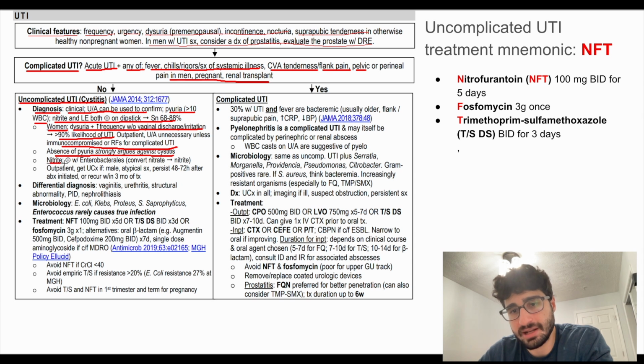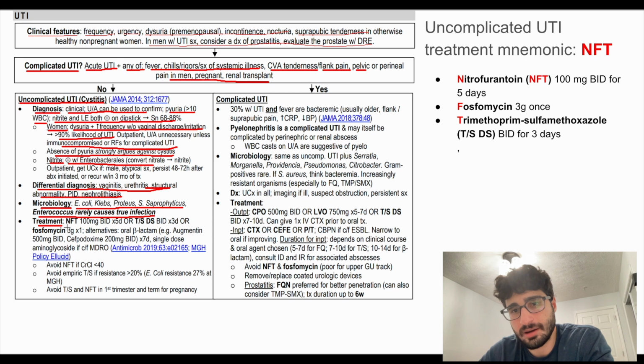Nitrites, which indicate the presence of Enterobacteriaceae, are going to support the diagnosis, though some organisms like Saprophyticus don't produce nitrites. The differential diagnosis is going to include vaginitis, urethritis, structural abnormalities, pelvic inflammatory disease, and nephrolithiasis. Microbiology in uncomplicated cases usually involves E. coli, Klebsiella, Proteus, and Saprophyticus. Enterococcus is rarely a true pathogen in uncomplicated cystitis.